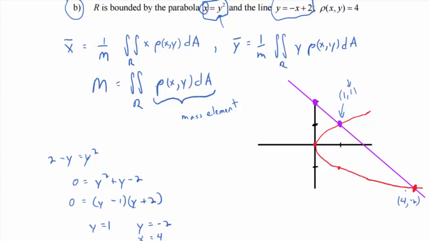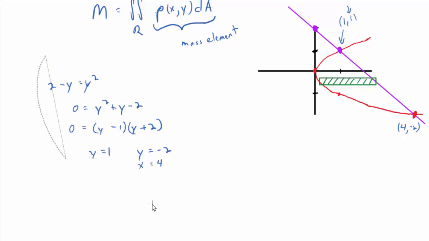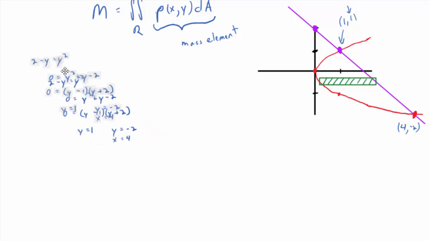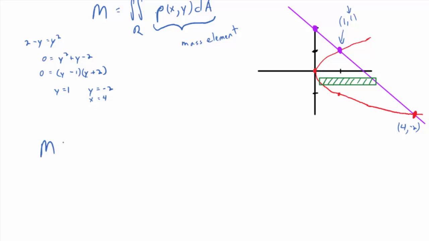Now, is this region vertically simple or horizontally simple? It's horizontally simple, which means you don't want to use vertical rectangles. So let's use a representative horizontal rectangle. I'll do it down here. So there's your horizontal rectangle, which corresponds to what order of differentials? dx dy. So set up your mass integral, double integral.